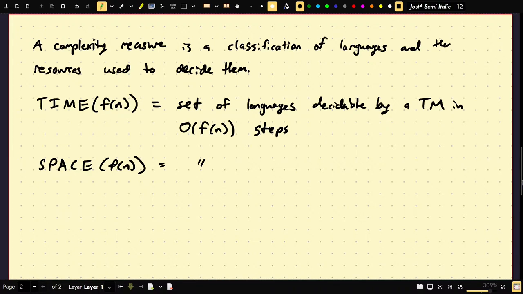Sometimes a language will need exponential space to decide it. Regular languages, on the other hand, use constant space, right? The DFA is finite in size. You iterate over the DFA on the tape. That's bounded, that's finite. So, for example, the regular languages would be constant space.